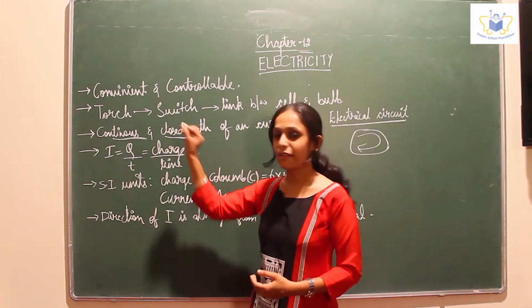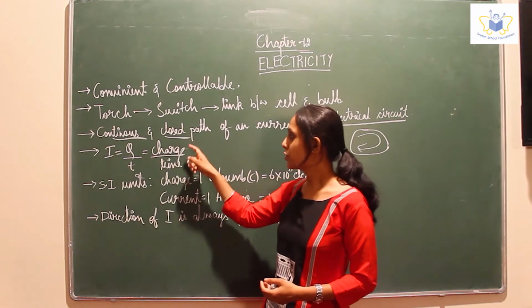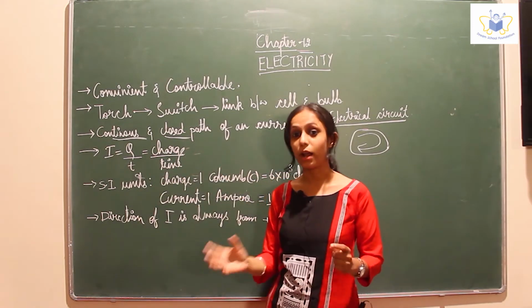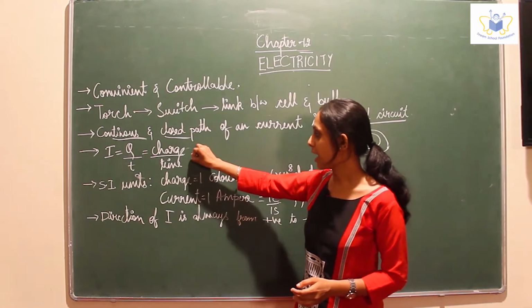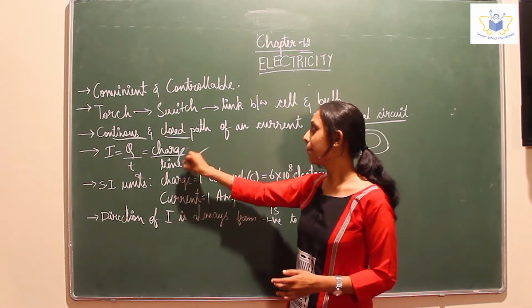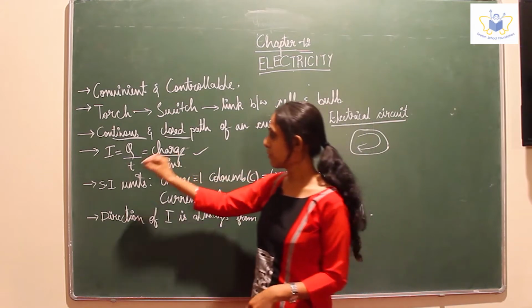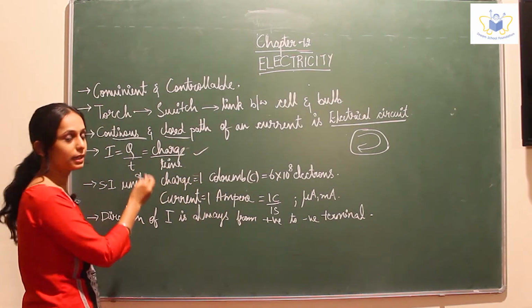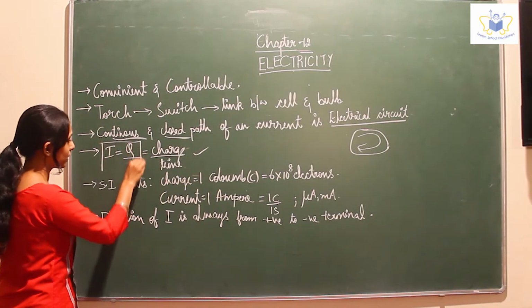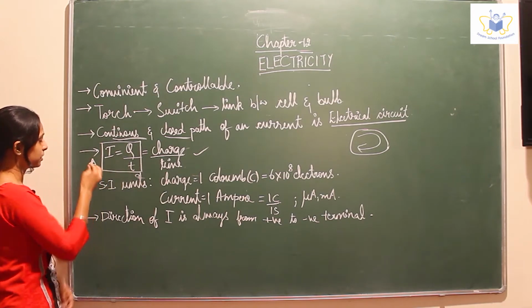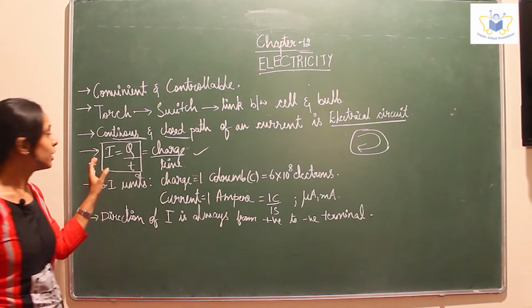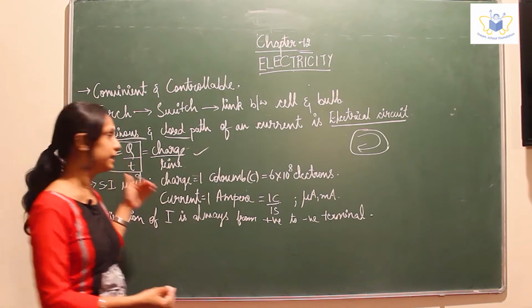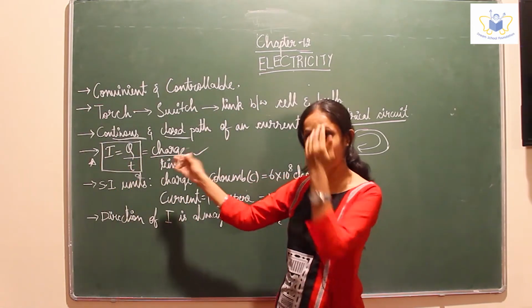So the basic definition of current can be charge per unit time. Current can be defined as the number of charges flowing through a circuit per unit time. So this formula is very important. The exam will definitely have 1 mark based on this problem. If you just know this formula, you can easily crack your problems. So I is equal to Q by T. Please note down this point, very important.